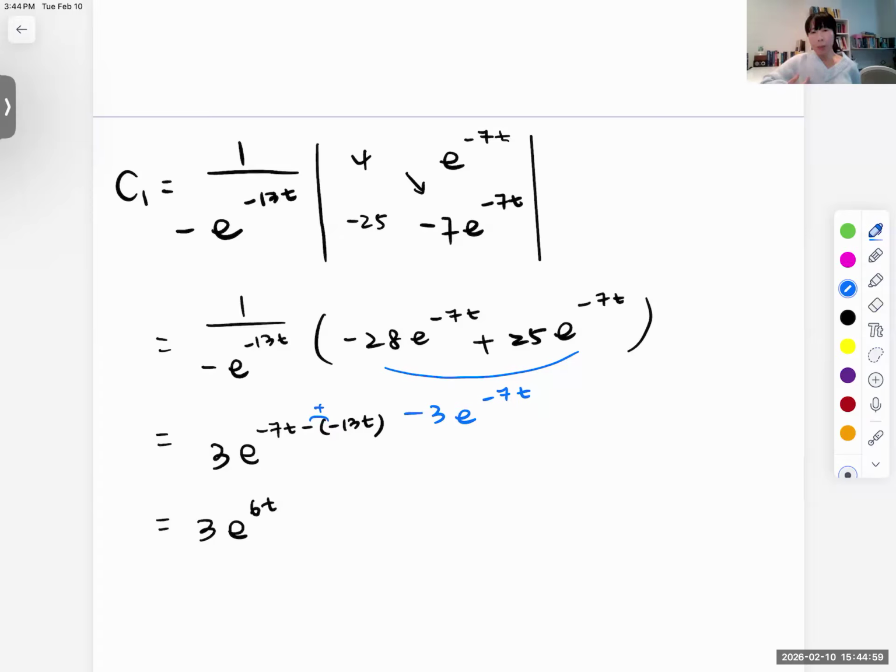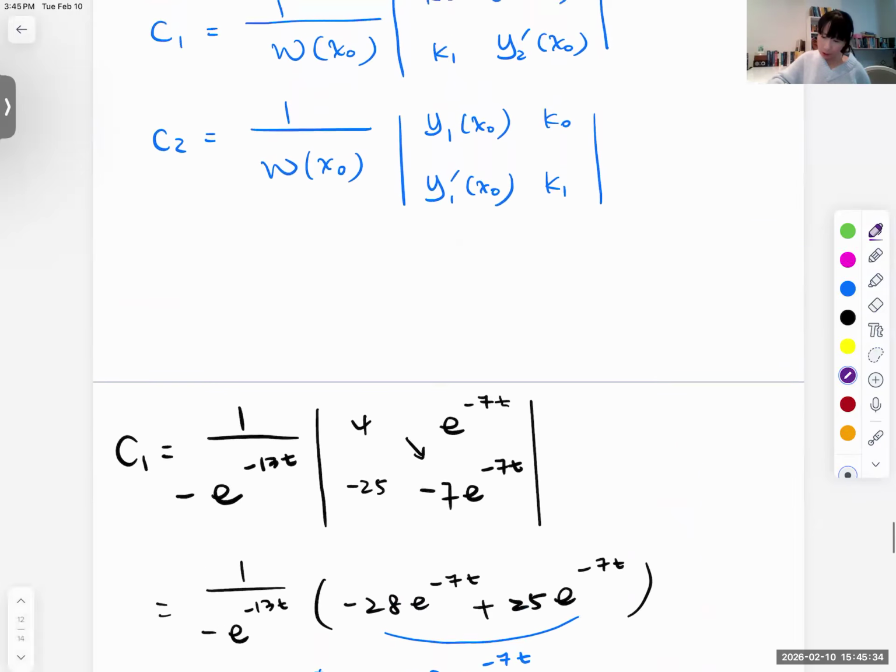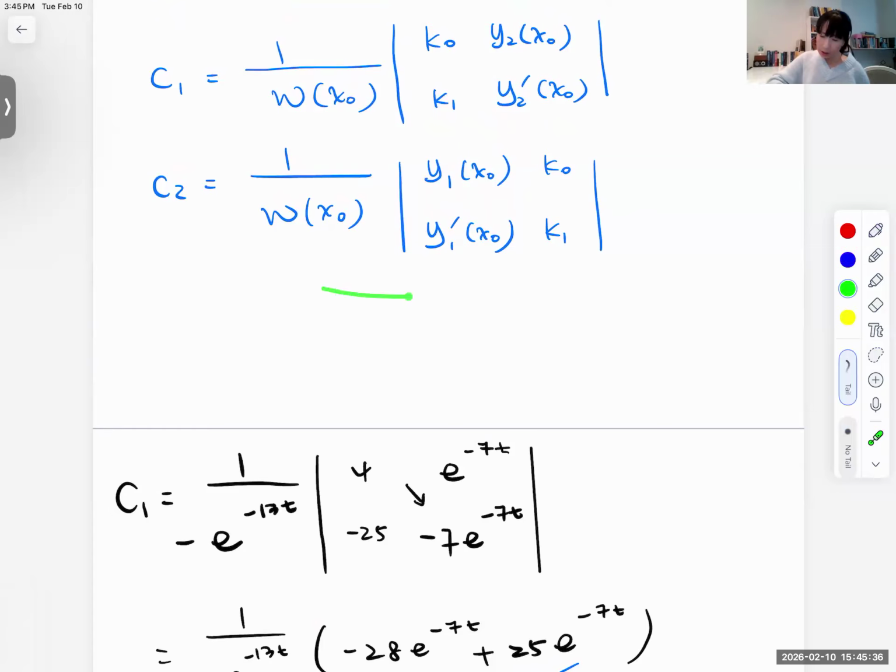So let's pick t equal to 0, because 0 is always easy, right? When t equal to 0, we have 3 c sub 1, c sub 1 equal to 3 e to the 0, so c sub 1 equal to 3. Now c sub 2. We are using this format, c sub 2, right?